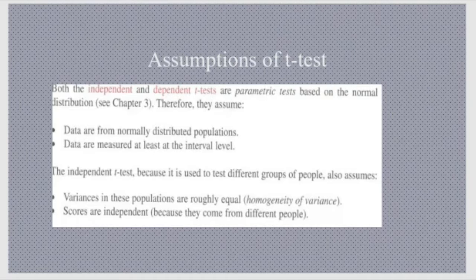So the assumptions are, first, for both of them, the data are taken from a normally distributed population and measured at least at interval level. For independent t-test, we will have the concept of homogeneity of variance. Now, can you tell me why we don't need this assumption, homogeneity of variance, in the case of dependent t-test?